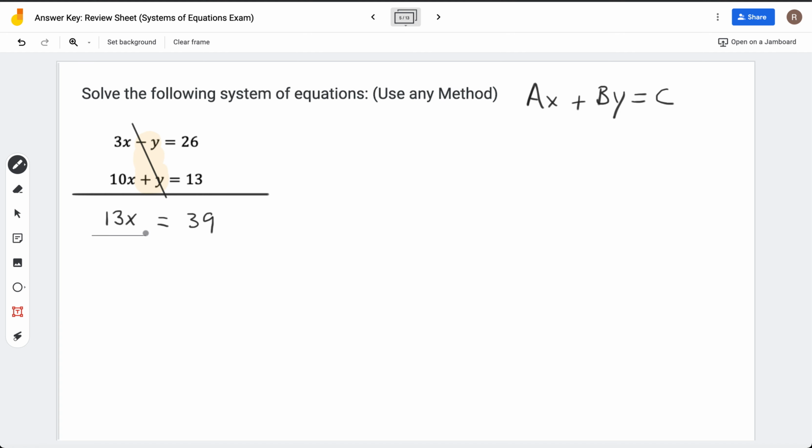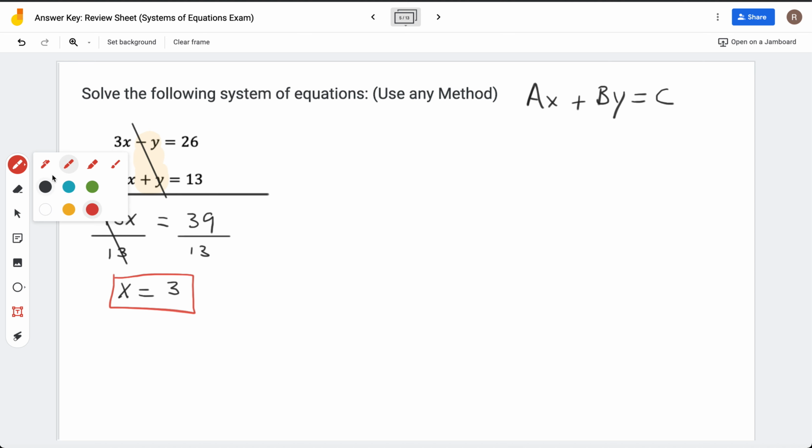So we're going to take both sides of these, and we're going to divide by 13 because we want to get x by itself. We divide by 13, x is equal to 39 divided by 13, which is 3. Awesome. We just found the x value. Now the question is, are we finished? They say solve the following system of equations. They didn't say x or y, so we have to solve for both of them.